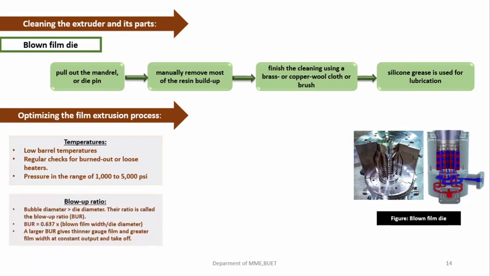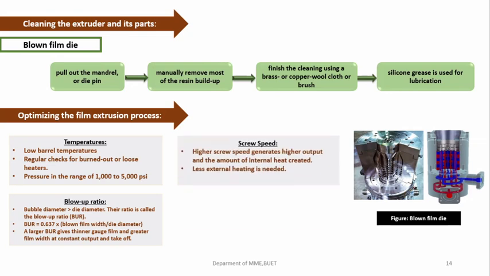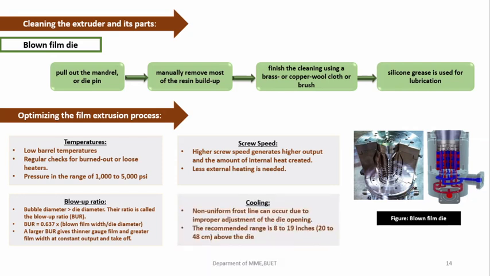Next, for the blow up ratio, which is basically the ratio of the bubble diameter and die diameter, the larger blow up ratio gives thinner gauge film and greater film width. Next, for the screw speed, the higher value of it generates the higher output and the amount of internal heat created, and this results in less external heat requirement.